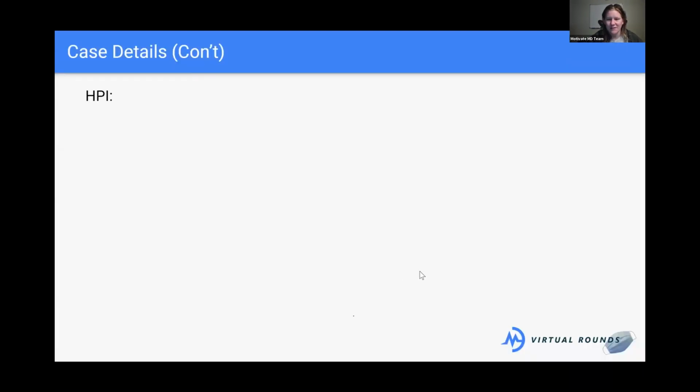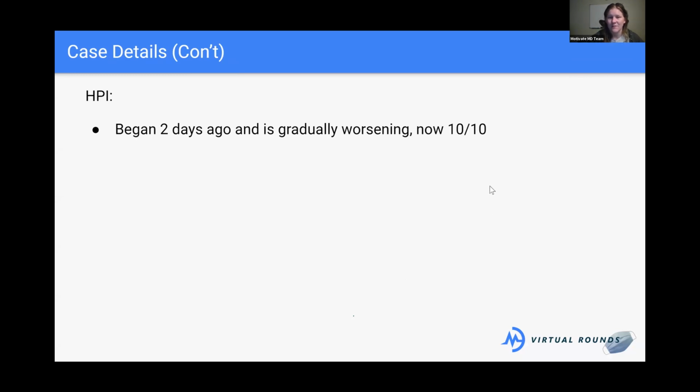So for case details, since we only really got her chief complaint, we now know that her pain began 2 days ago and is gradually worsening. She now has a 10 out of 10 pain. She's here in the ER and she's in excruciating pain. This pain started in the periumbilical area, so around the belly button or in the middle of the abdomen, and is now diffusely tender around her entire abdomen.